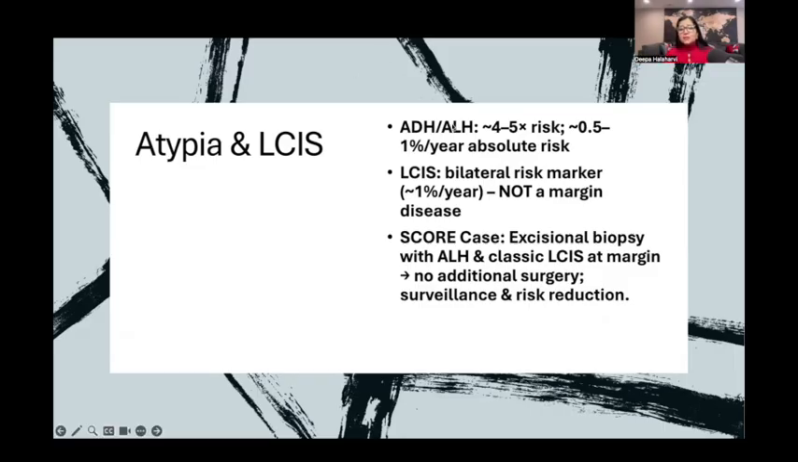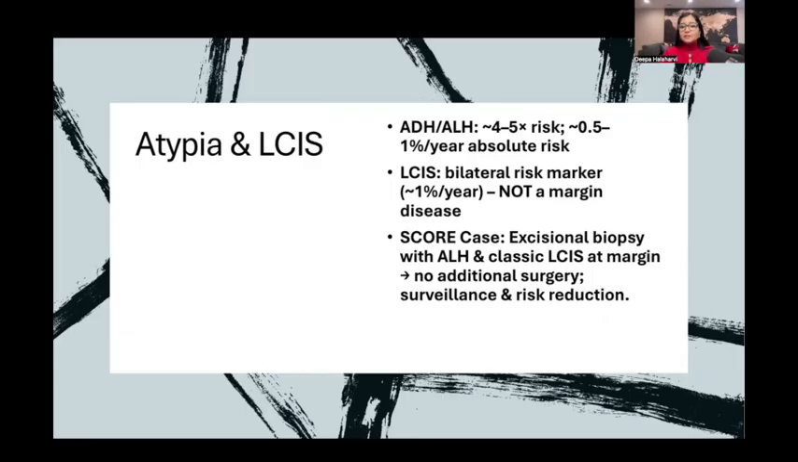The reason I want to talk about this is they're considered risk lesions. They carry a fivefold relative risk. This is very different from absolute risk. Relative risk is when you're comparing to another population. So my relative risk is 5 times compared to the normal population. But absolute risk is very different. That's only 0.5 to 1% per year.